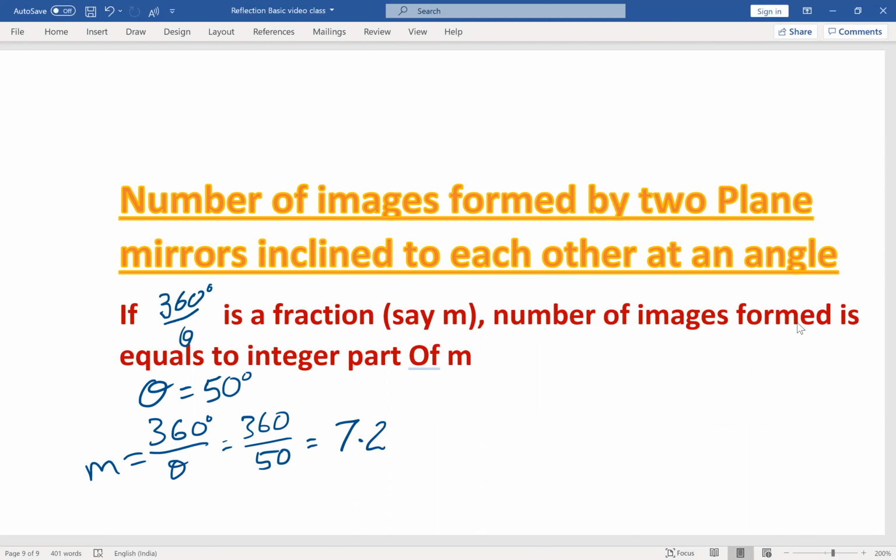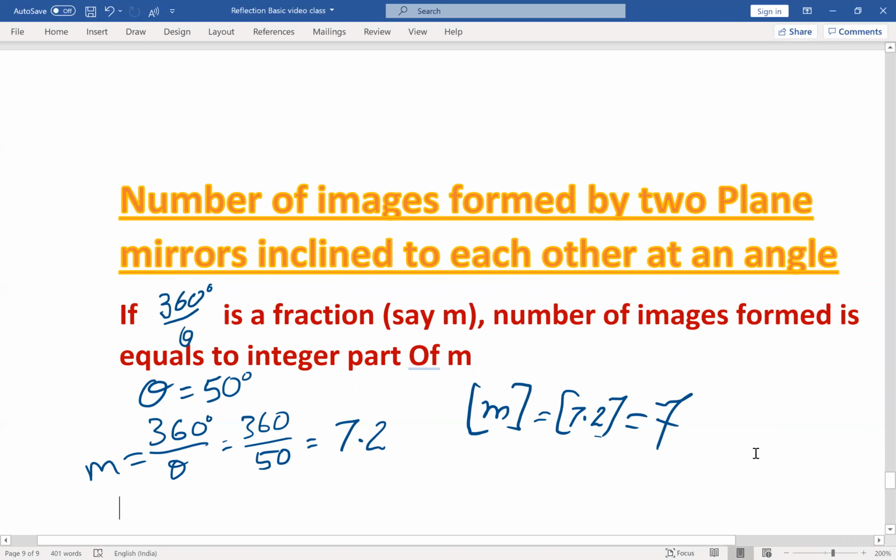So the integer part of m will be written like this. Integer part means only the integer. So in 7.2, the integer part is 7. So the number of images formed will be 7. So this point 2 you should ignore, because the complete image is not formed. 7 images are completely formed. It is about to form the 8th image, but it couldn't form the 8th image. That's why the number of images formed must be taken as 7.